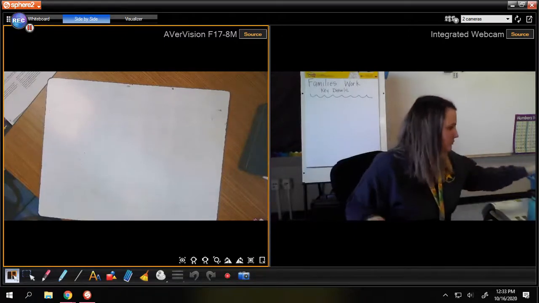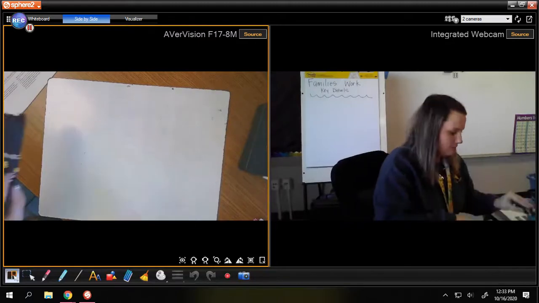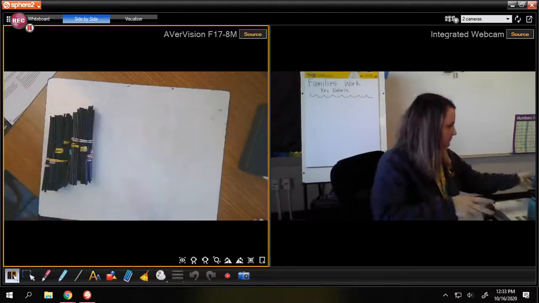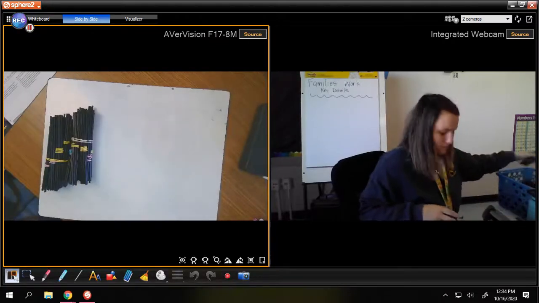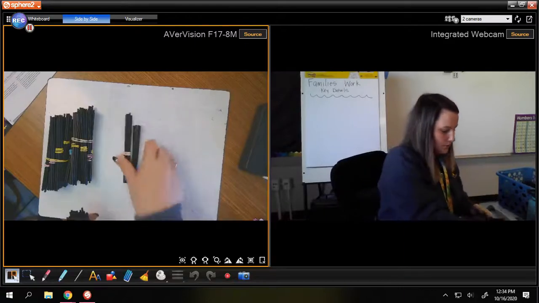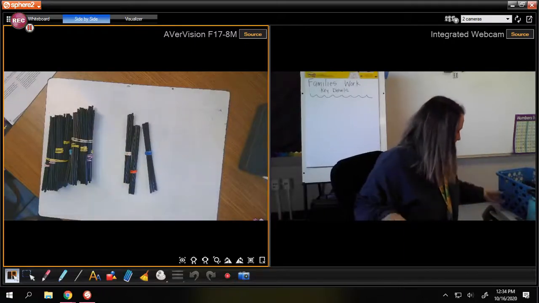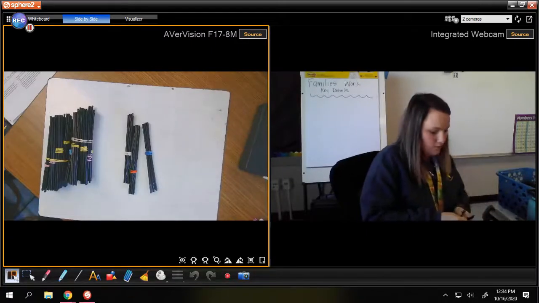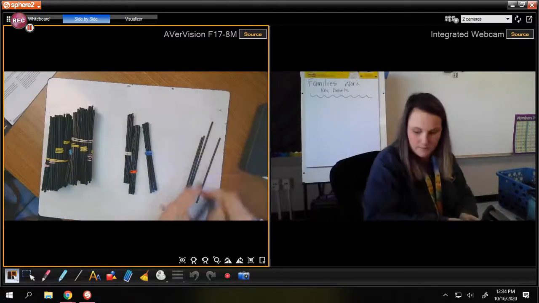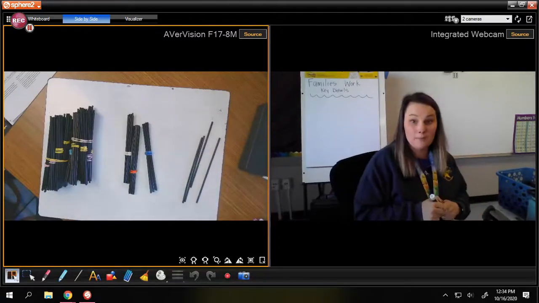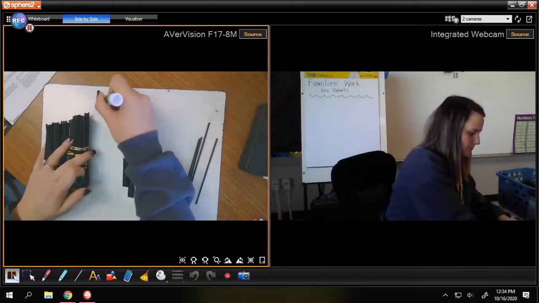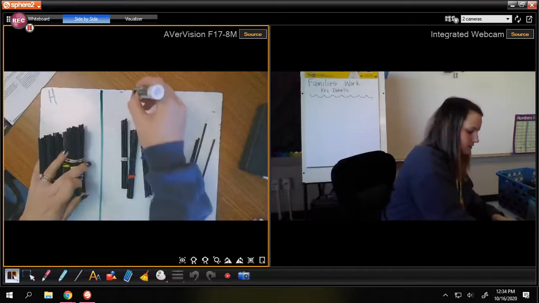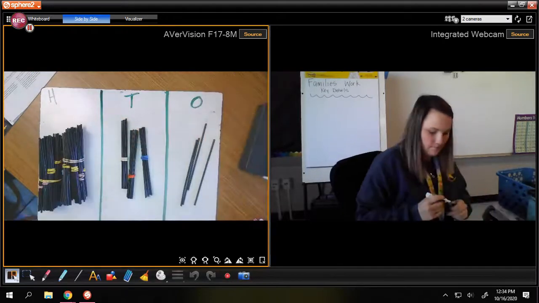So under my dot cam over here, we have our 200s. We have 3 10s. And we have 4 ones. So on my whiteboard, I'm going to make my hundreds, tens, ones chart. So here's my hundreds, tens, ones.